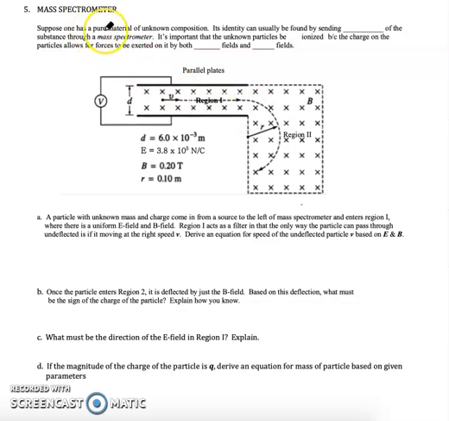So let me explain what this is. Suppose you have a pure material of unknown composition. It can usually be identified by sending ions of the substance through a mass spectrometer. So this is a mass spec. It's important that the unknown particles be ionized, because the charge on the particles allows forces to be exerted on them by both electric fields and magnetic fields. So it's a really cool idea.